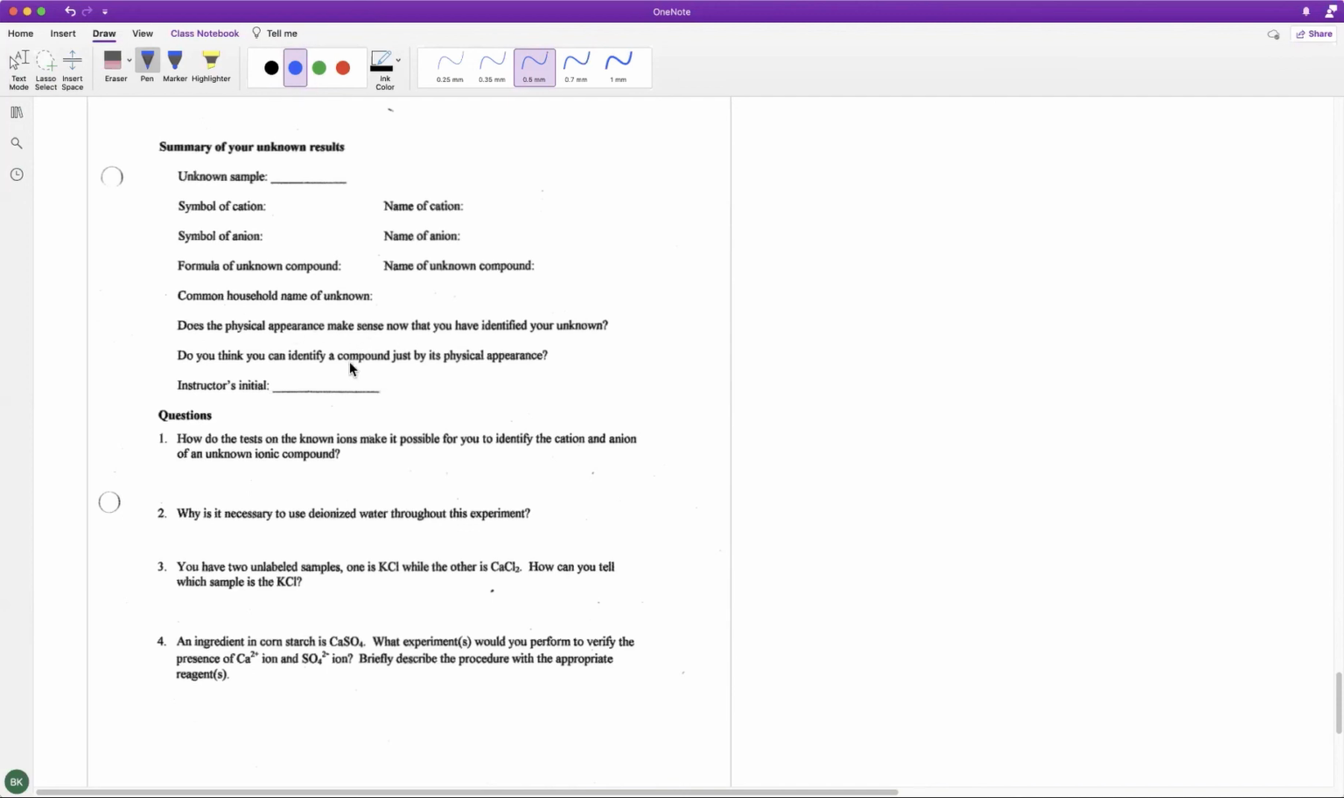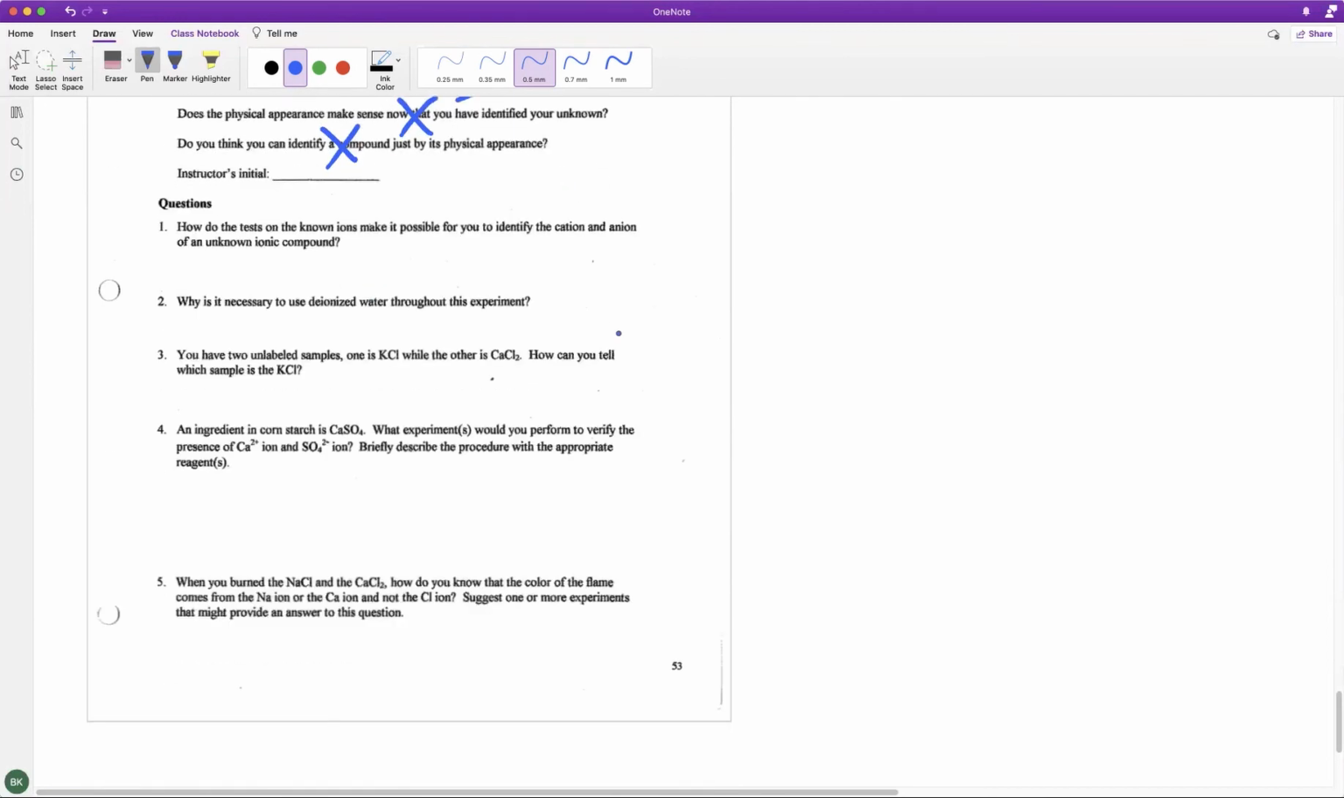You can ignore these two questions. Does the physical appearance make sense to you now? You can just cross those out. Do you think you can identify the compound just by its physical appearance? No, I've already talked about that. A lot of these are white solids, and when you dissolve them, they turn into clear, colorless solutions. So you can ignore those two. You don't have to answer those two. But I do want to see all this filled out. And then I want you to answer the questions, of course, and that you can do at home after you've watched this. You'll do that later on. It won't be due until next week when you can turn that into Gradescope.